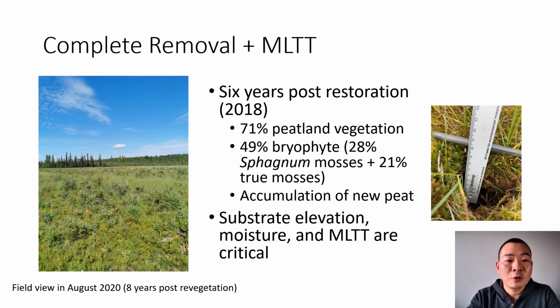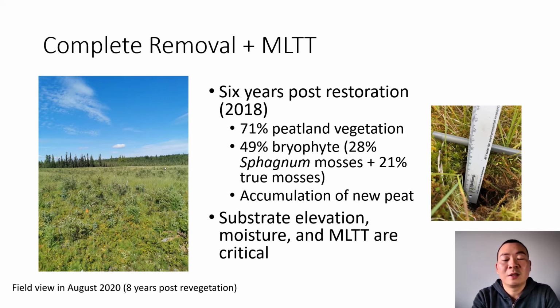This approach worked quite well in our field trial. 6 years after revegetation, peatland species reached 71%, and bryophyte covers almost half of the reclaimed site. Almost all the vegetation you see in this photo came with the original donor material and through natural ingress from nearby sources after restoration. Creating the right surface elevation and moisture condition and the transfer of moss donor are critical to the overall success.